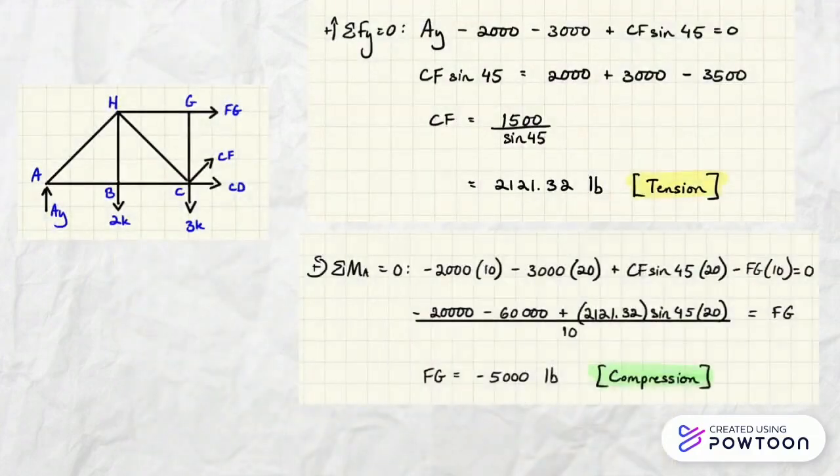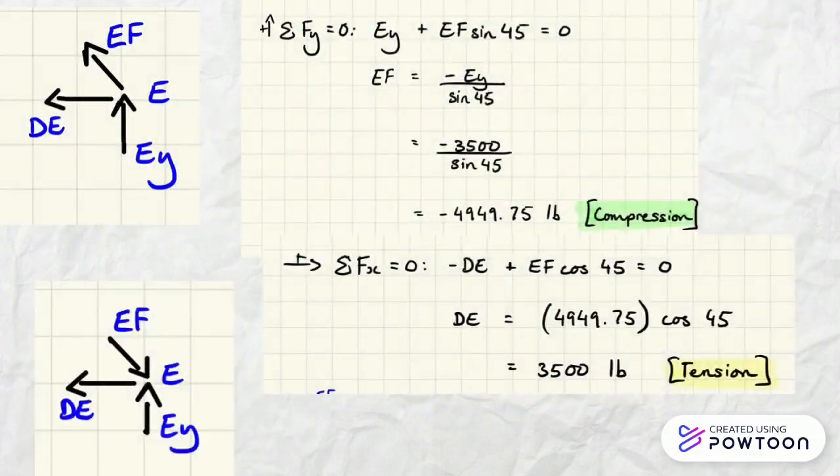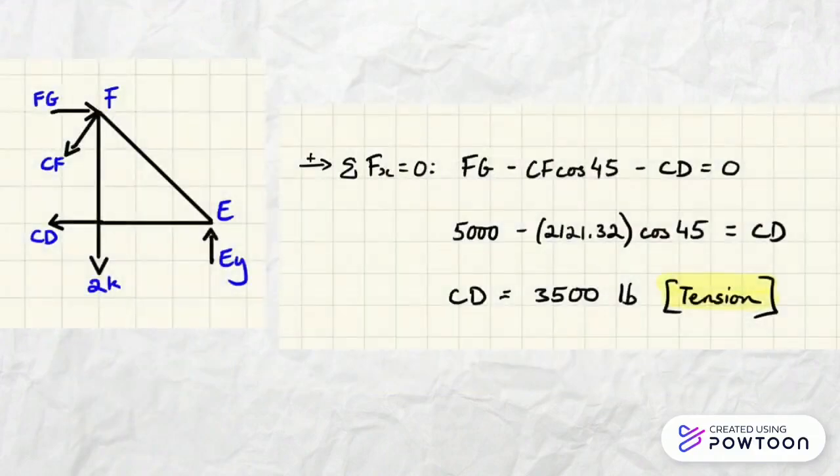The third section draws an imaginary line between F and G and C and D and also cuts through C and F. The first free body diagram is shown to the top of the screen and the second to the bottom. This third section looks at the forces about joint E. The second free body diagram is shown to the bottom of the screen. This next section draws an imaginary line between F and G and C and D, and it also cuts through C and F.